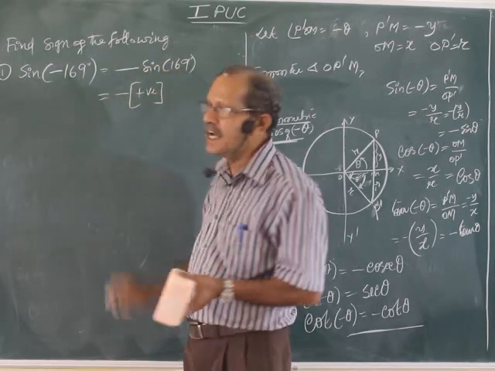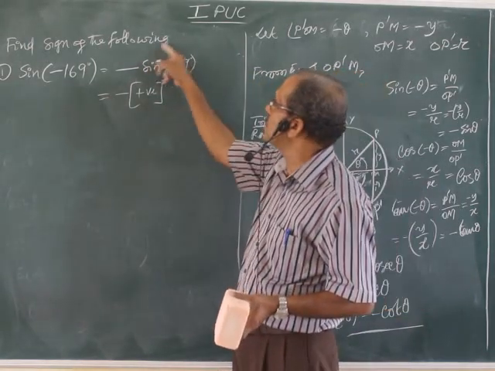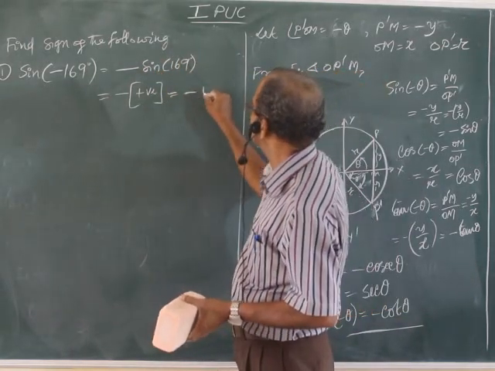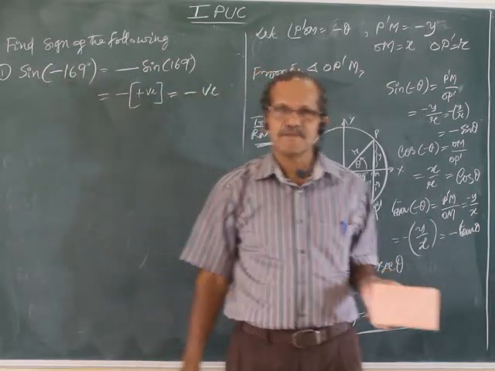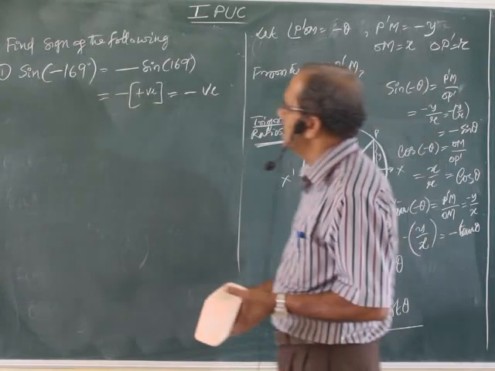Sine of 169, which quadrant? Second quadrant, no, less than 180. Sine is positive in that quadrant. So in total it is positive. You need not subtract it from 360 or anything.